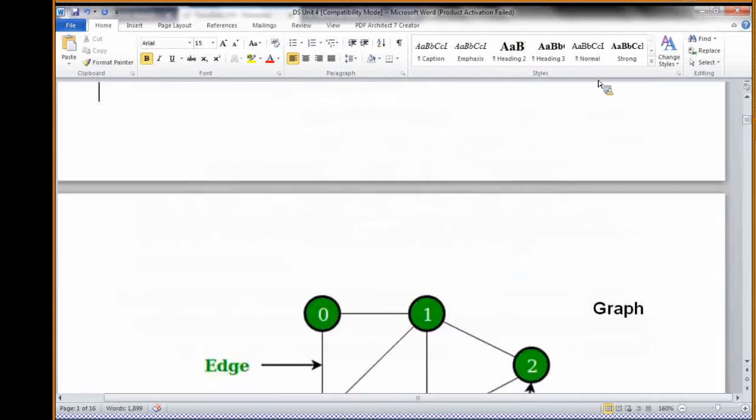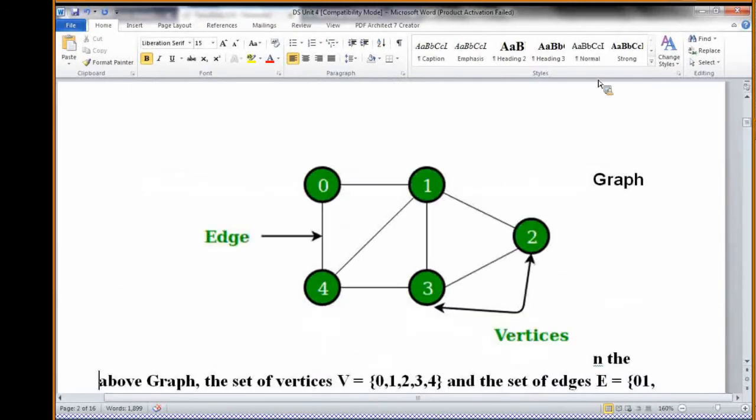If you take this graph, 0, 1, 2, 3, 4 are the vertices, and the lines or arcs connecting these nodes are called edges. This graph is represented as G, and G is a set of V and E, where V is the vertices and E is the edges. Vertices can also be called nodes, and edges are called lines or arcs.